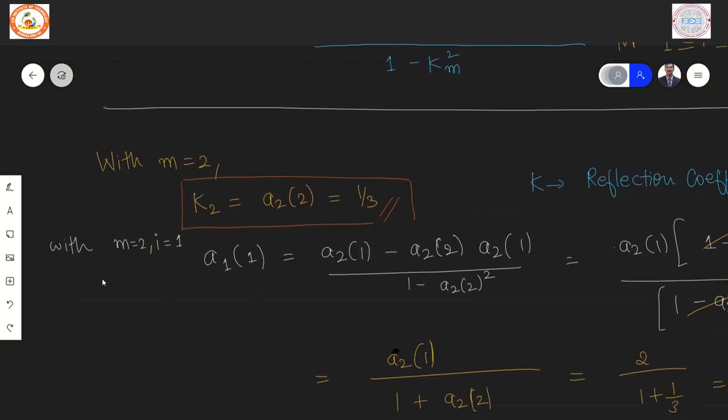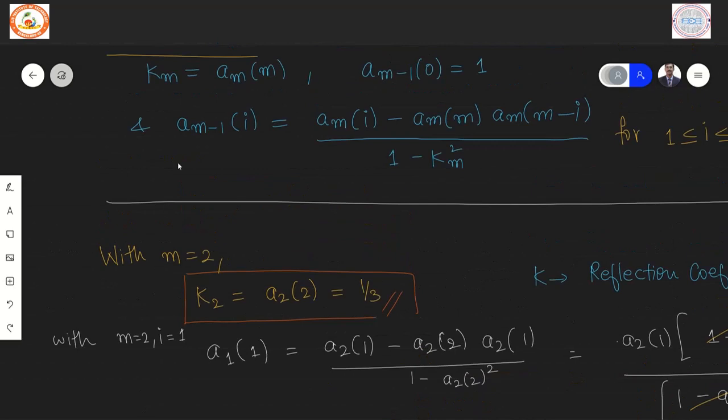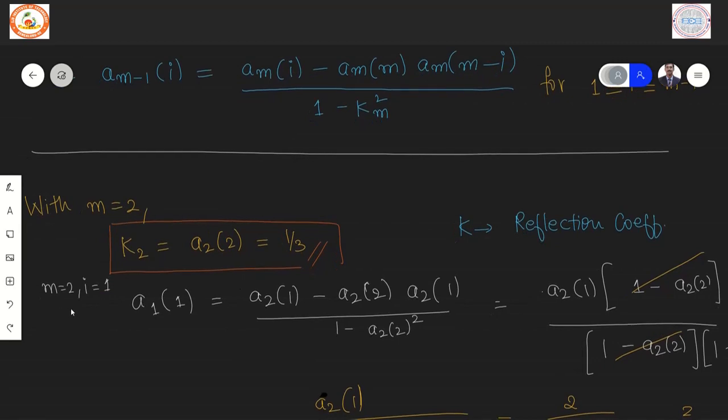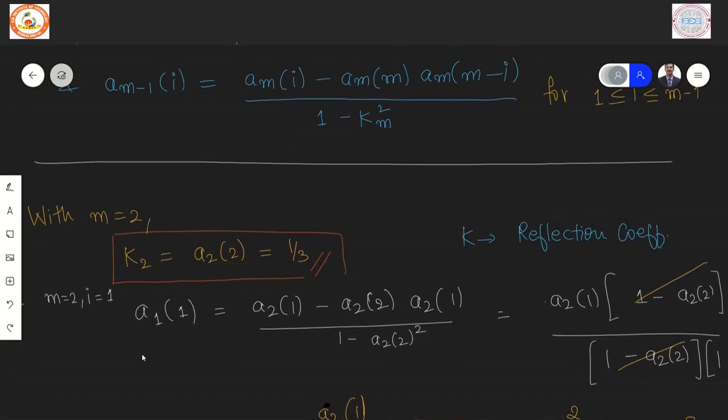Next, for the second equation, we have m equal to 2 already. The value of I has to be considered. We start with I equal to 1. So with m equal to 2 and I equal to 1, let us substitute in the above equation. Since m is equal to 2, 2 minus 1 gives 1. So we have A1 of 1 is equal to A2 of 1 minus A2 of 2 into A2 of 1, where m minus 1 is 1, divided by 1 minus A2 of 2 the whole square.